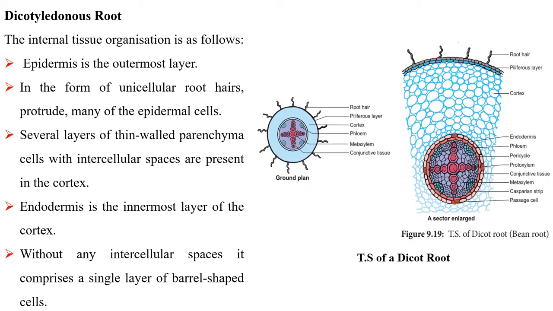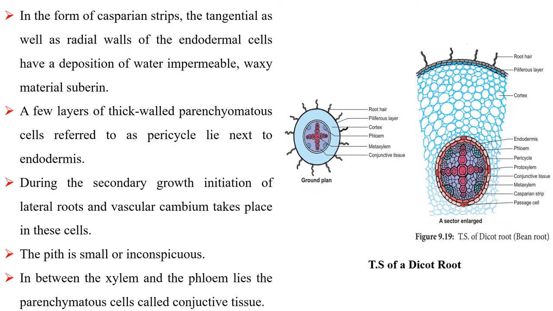Endodermis is the innermost layer of the cortex. It comprises a single layer of barrel-shaped cells without any intercellular spaces. The tangential as well as radial walls of the endodermal cells have a deposition, in the form of Casparian strips, of water-impermeable waxy material suberin.